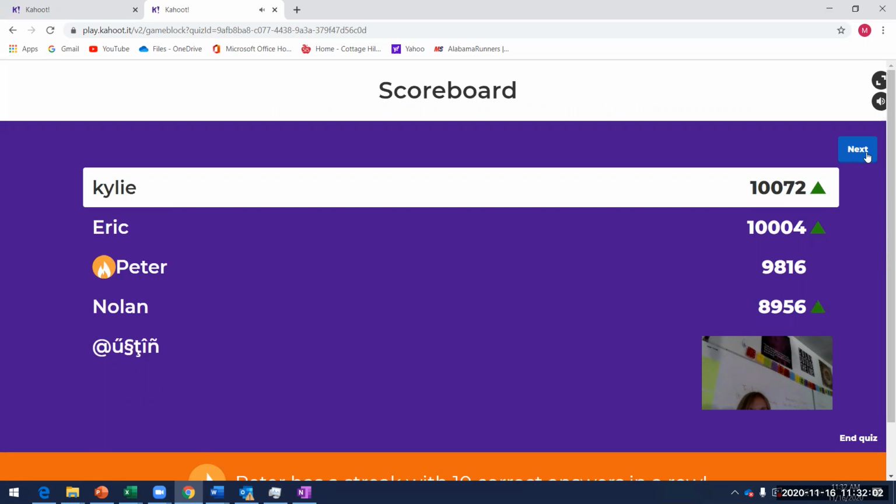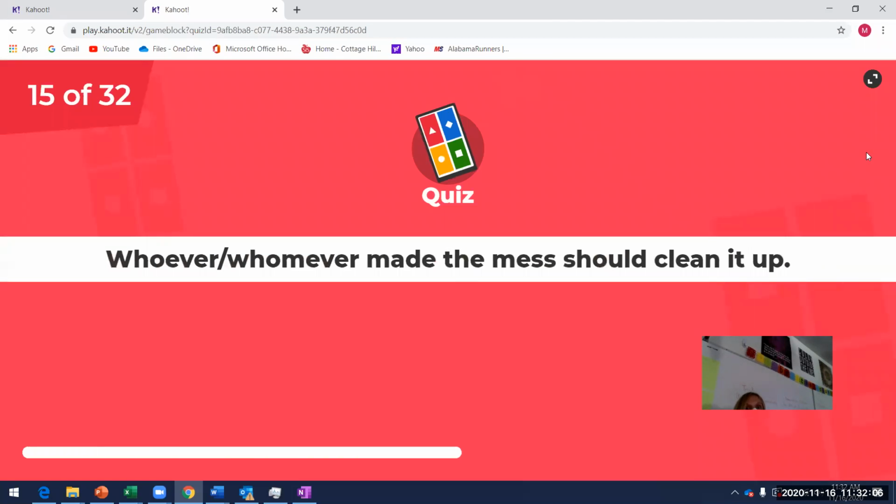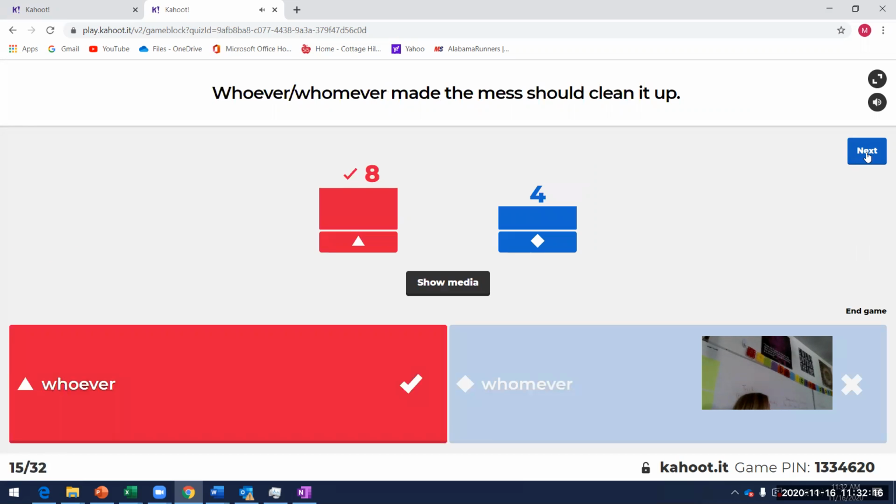Callie back in the lead. One question can make all the difference in the world. Whoever or whomever made the mess should clean it up. Red is whoever, blue is whomever. Whoever. All right, so here's the rule. You use whoever or who if it's the subject of a sentence. And in this sentence, whoever is the subject, whoever made. So it's going to be who without the m, right?